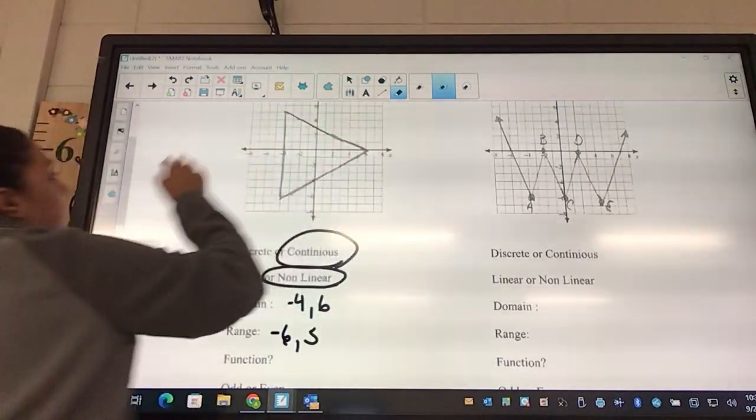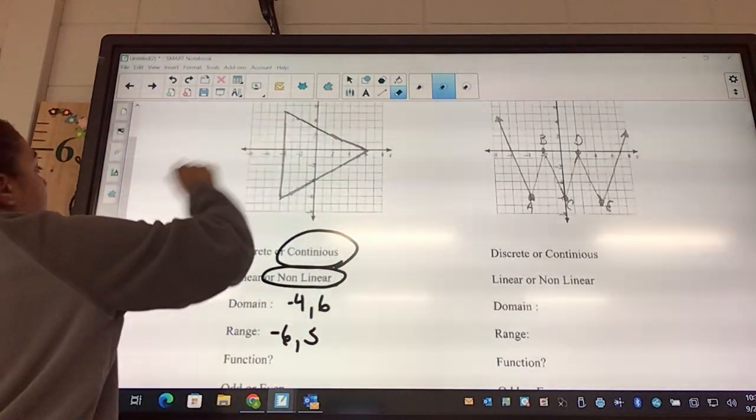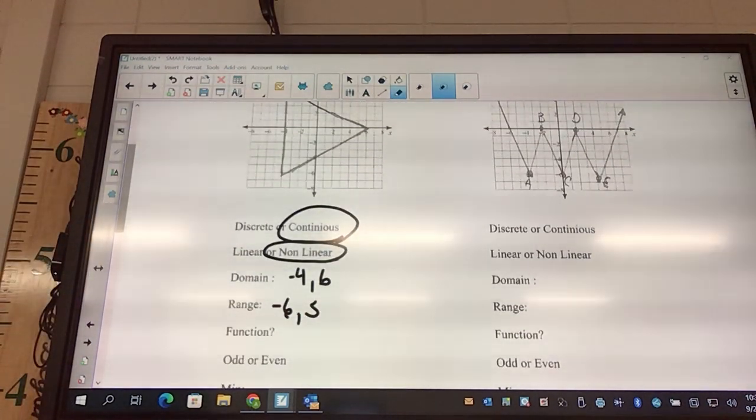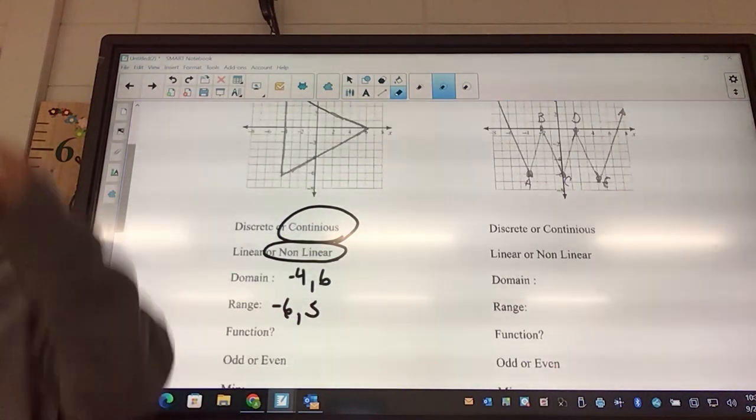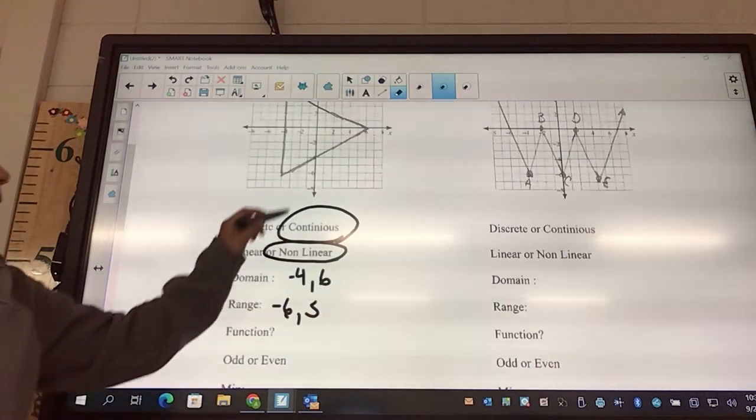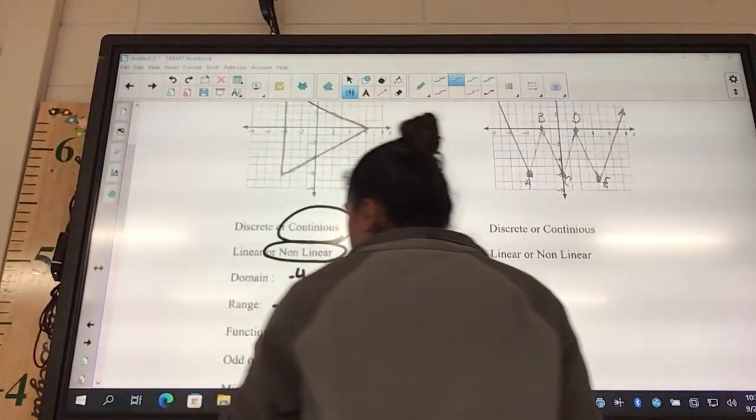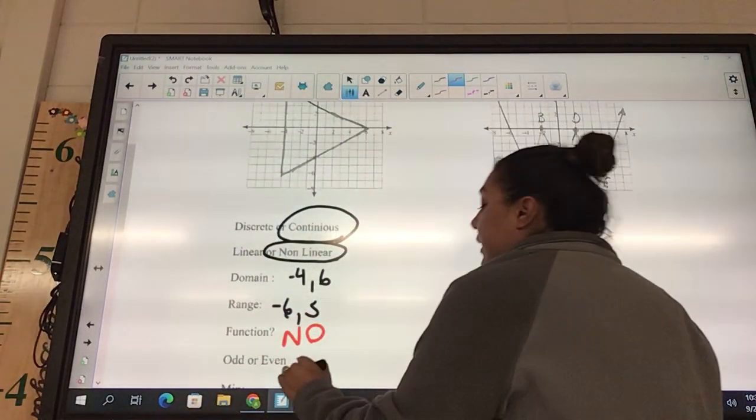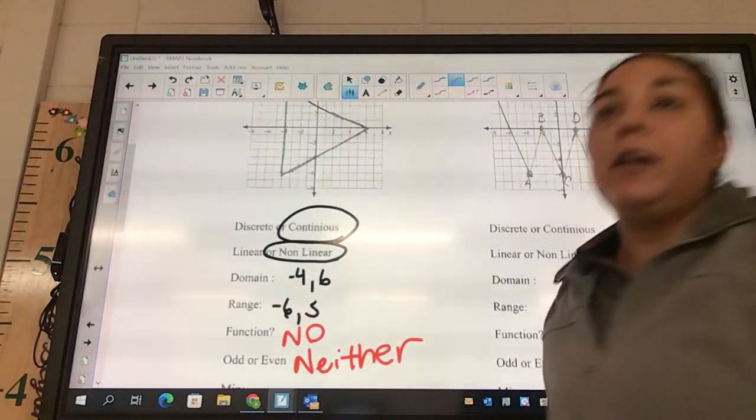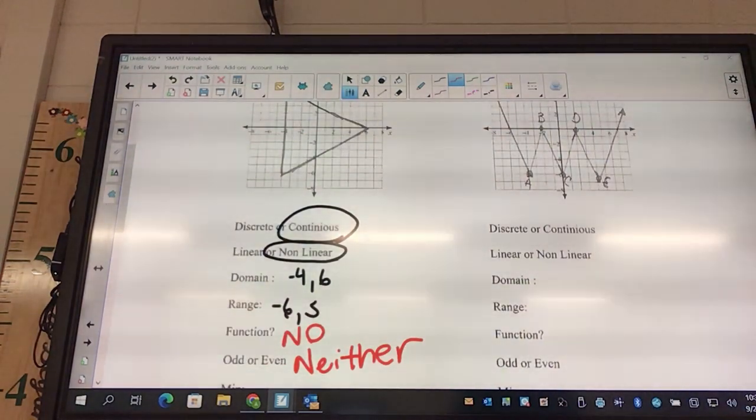I see where some of you guys got 3, okay, but you're looking at the x-intercept or y-intercept. Okay, is this a function? No, it fails the vertical line test. Anything that's a closed shape or sideways is not going to be a function. Is this odd or even? It's neither. If it's a closed shape, circle, square, triangle, oval, rectangle, it's going to be neither.